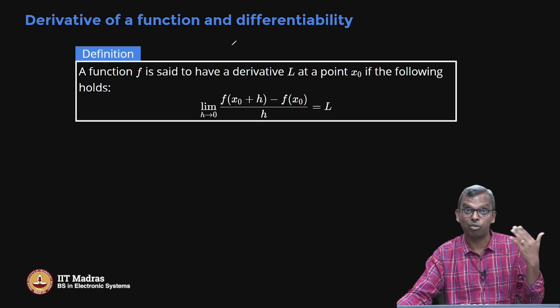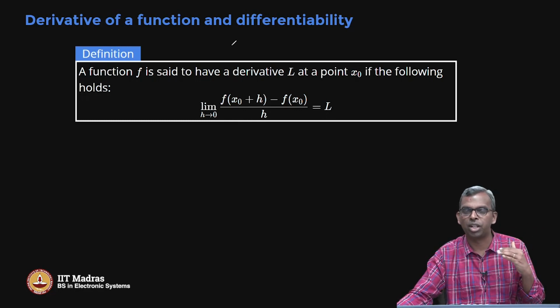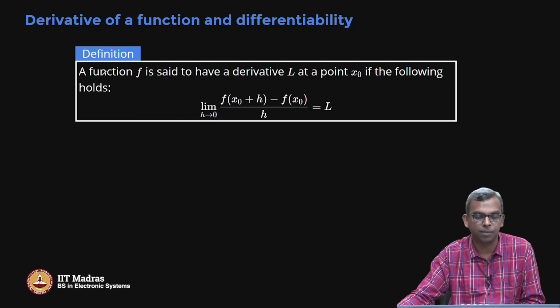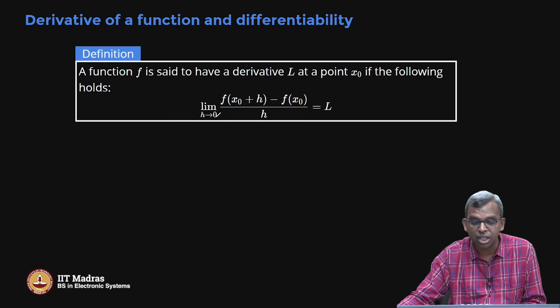You remember limits of functions. Here also it's a limit of a function. Okay. So let me show you, but it's not directly the limit of f. Okay. There's a slight twist here. What is the twist? We'll see this. A function f is said to have a derivative L at a point x0 if the following holds. What is this following? Limit as h tends to 0.